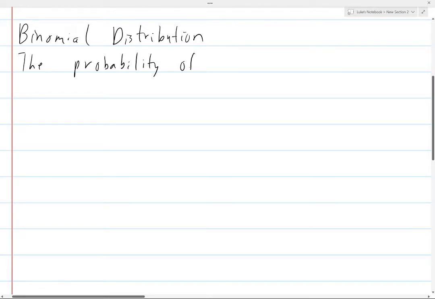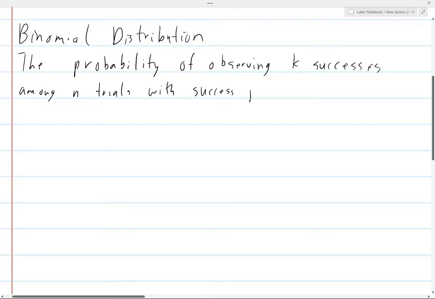So anyways, let's just define it. The probability of observing k successes among n trials with success probability p, i.e. the probability of each success occurring is p.